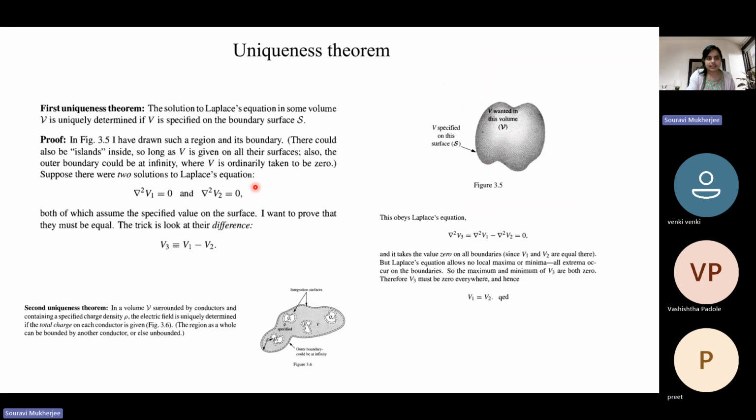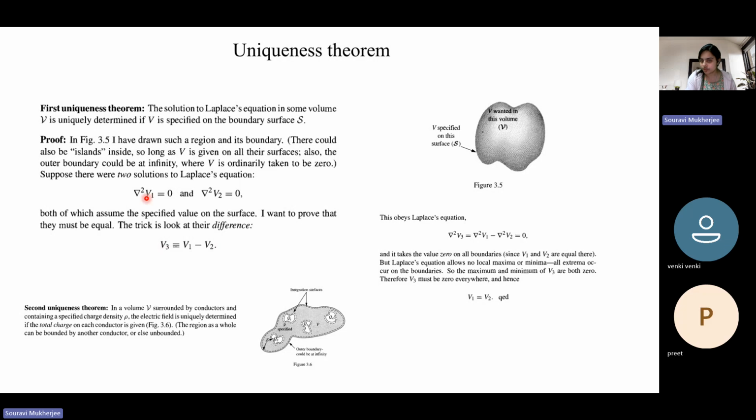Suppose let us consider that there are two solutions. We will prove that there is only one solution, but let us consider two solutions. So you say that V1 is a solution, V2 is also a solution. So del squared V1 is equal to 0 in this region, and del squared V2 is also equal to 0. By the concept of linear superposition, if you take another function V3, which is equal to V1 minus V2, then V3 should also be a solution of the Laplace equation, right? So del squared V3 should also be 0.